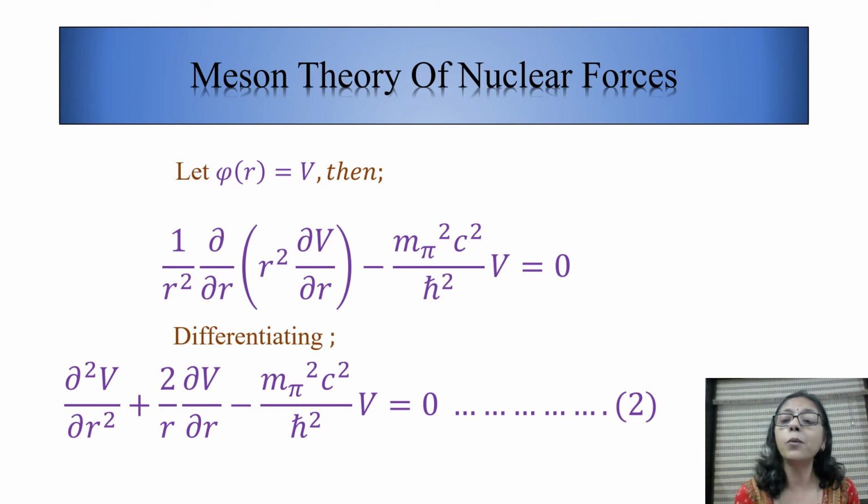Differentiate it and you get del square v by del r square plus 2 upon r del v by del r minus m pi square c square upon h cross square v is equal to 0. Just take 2 seconds and see whether you are able to differentiate it or not. It is simple mathematics of your school standard. Let us move forward.